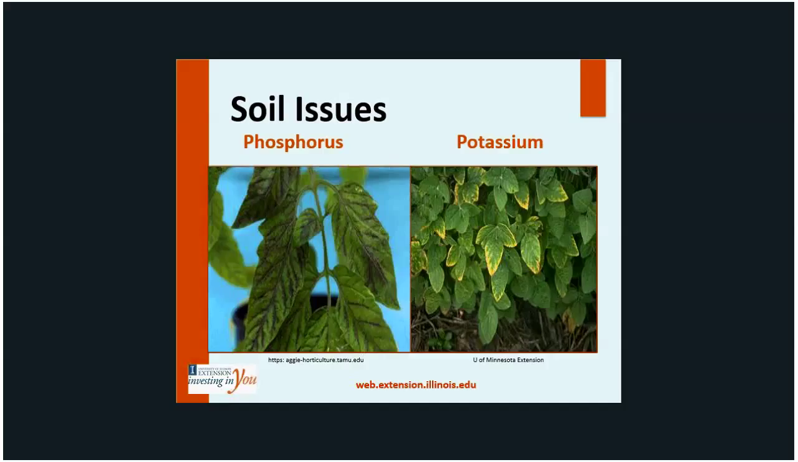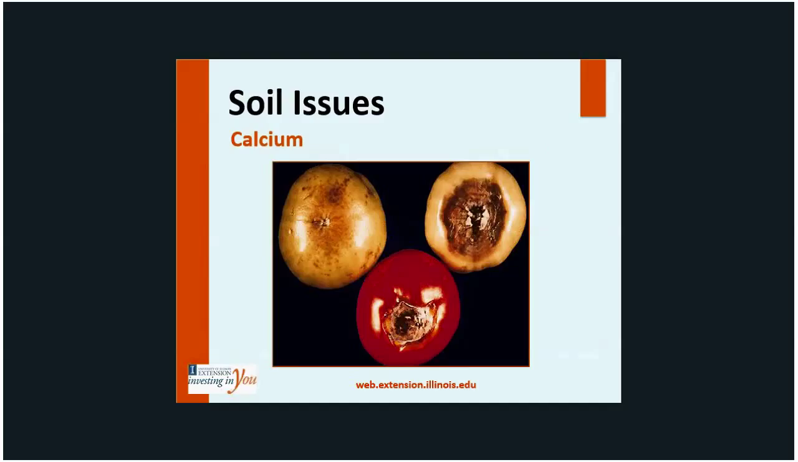But again, I'm showing you these, but I don't expect you to come away with being able to easily diagnose these. You're probably all familiar with calcium issues, and this, of course, is blossom end rot due to a calcium deficiency. This is on tomatoes, and it's usually related to uneven watering.